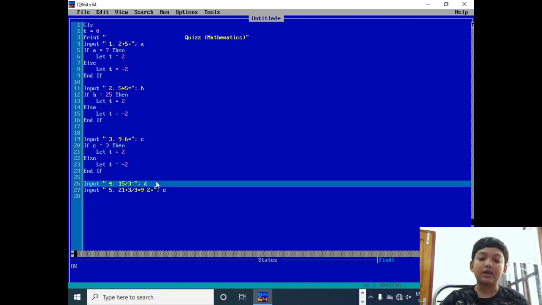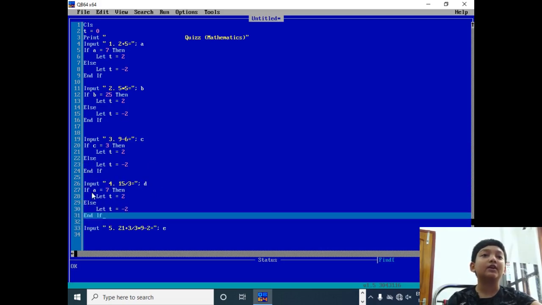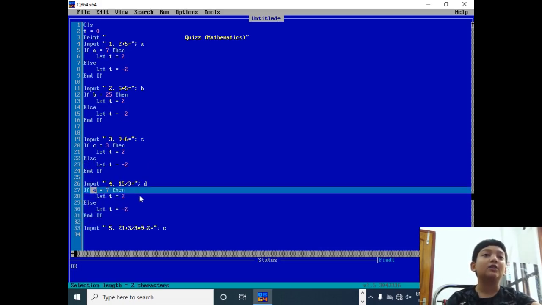Okay. Now again I will be copying it. Instead of A, I will be writing D. And what will be the answer? 15 by 3, which is 5. And then let T is equal to 2, and all okay.